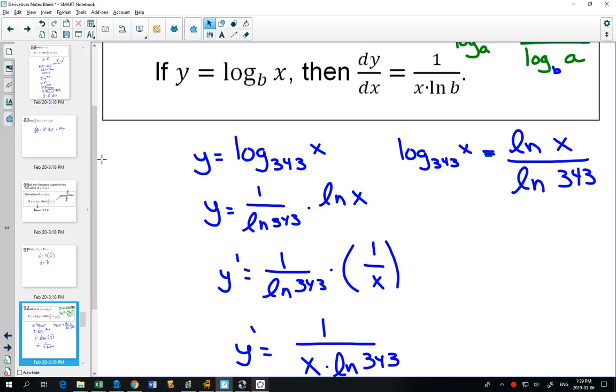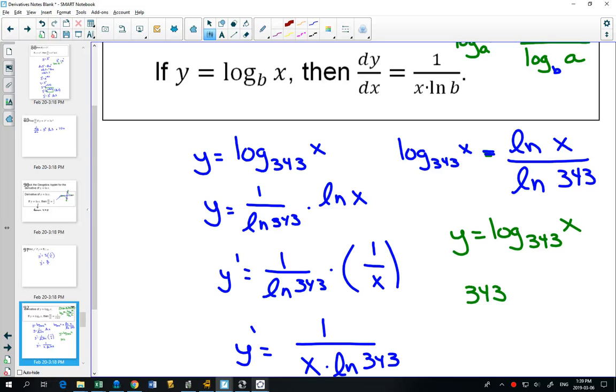What's another way you could do this? Let's say you forget the change of base theorem. Another way you could do this is take this equation and change it from log form to exponential form. Do you remember that 343 is the base? That the y on this side would be the exponent because logs solve for exponents, and it would equal x.